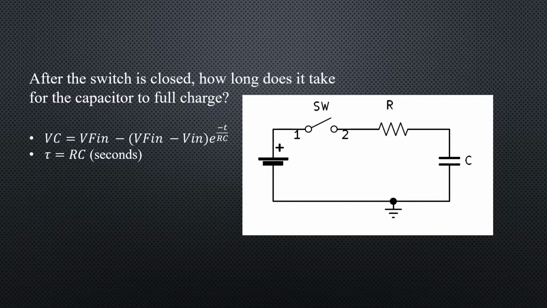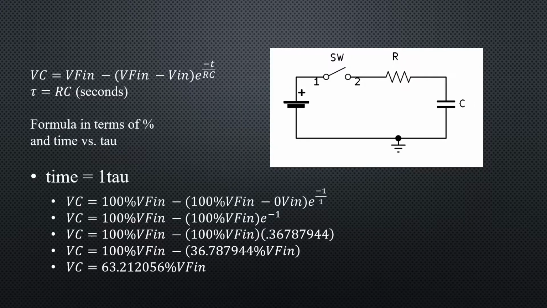VC is equal to V final minus the quantity V final minus V initial, e to the negative time over RC, where RC is also equal to, or sometimes called, tau. Okay, so we're interested in finding out how much time it takes to charge up this capacitor, how it charges, and where we're at in time. If we just let this switch close, eventually it's going to charge up.